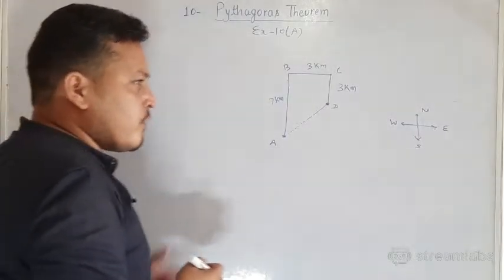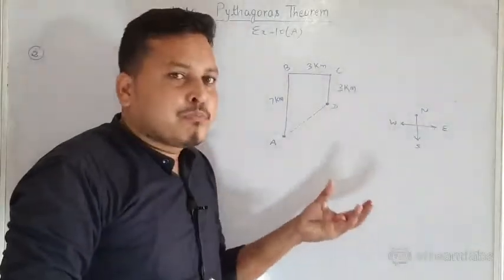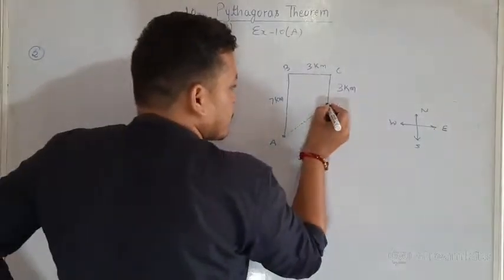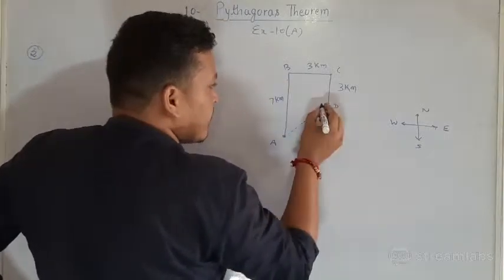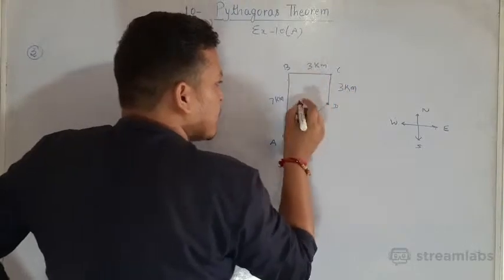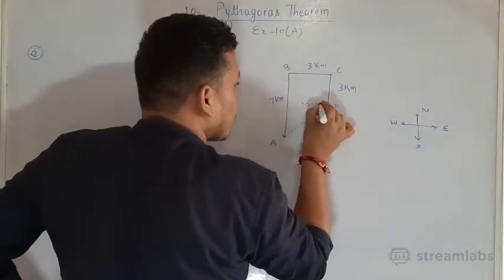In this case, when you face this type of question in your book, from the point D you can draw a line which is parallel to this side. Draw a line which is parallel to this side. So you draw a line here like this.